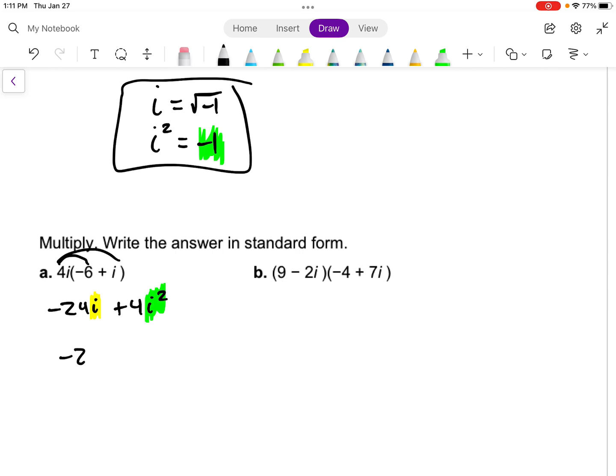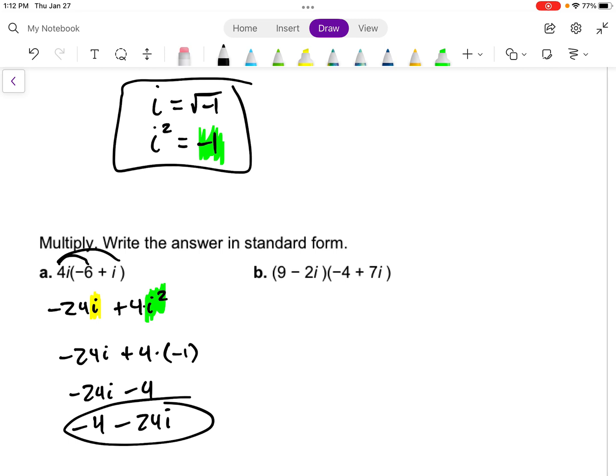So I'm going to go negative 24i plus 4. This is 4 times i squared, so I'm going to go 4 times, and replace that i squared with negative 1. So I've got negative 24i. 4 times negative 1 would be a negative 4, so it'd really become a minus 4 right there. Those are still not like terms, so I can't combine them, but I can rewrite it. I'm going to write it this way, negative 4 minus 24i, right? Write it in that a plus bi form.